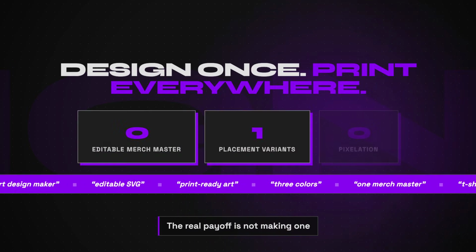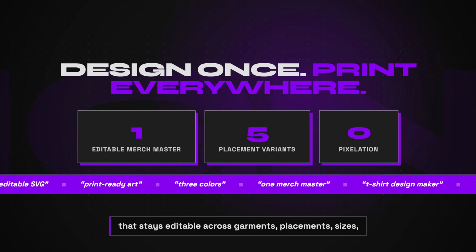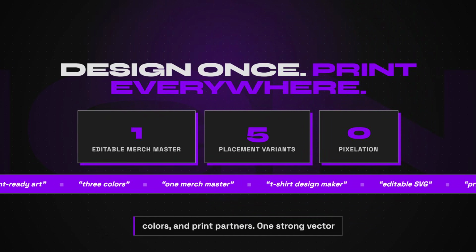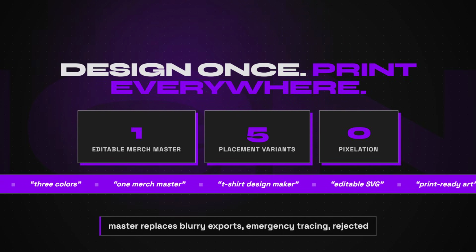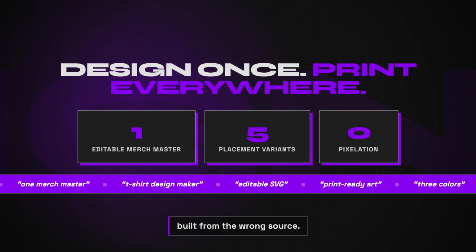The real payoff is not making one graphic faster. It is creating production-ready artwork that stays editable across garments, placements, sizes, colors, and print partners. One strong vector master replaces blurry exports, emergency tracing, rejected printer files, inconsistent variants, and expensive samples built from the wrong source.